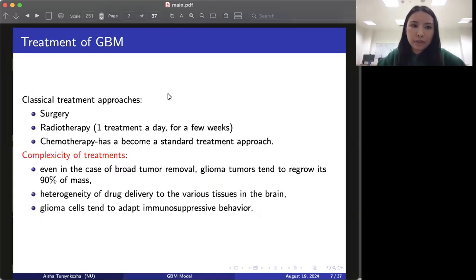The treatment of GBM includes surgery followed by radiotherapy and chemotherapy. The complexity of the treatment is that even in the case of broad tumor removal, glioma tumors tend to regrow, there is heterogeneity of drug delivery to the various tissues in the brain, and the glioma cells also tend to adopt immunosuppressive behavior.